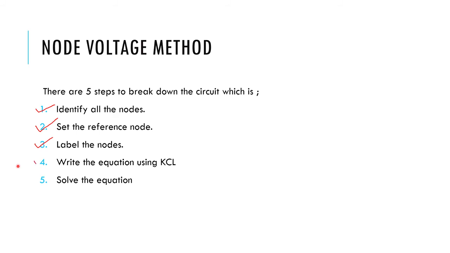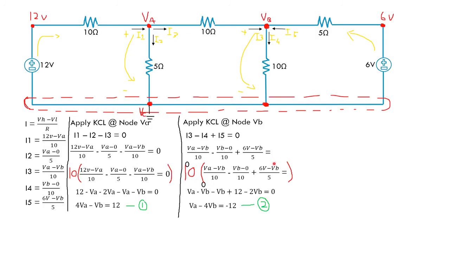Okay, we are done with writing the equations using KCL. So last, we're going to solve the equations using equation 1 and equation 2. We're going to put equation 1 here and equation 2, because we're going to subtract equation 1 with equation 2. But first, I'm going to multiply equation 2 by 4 because it will make it easier to subtract with equation 1. So this is the result.